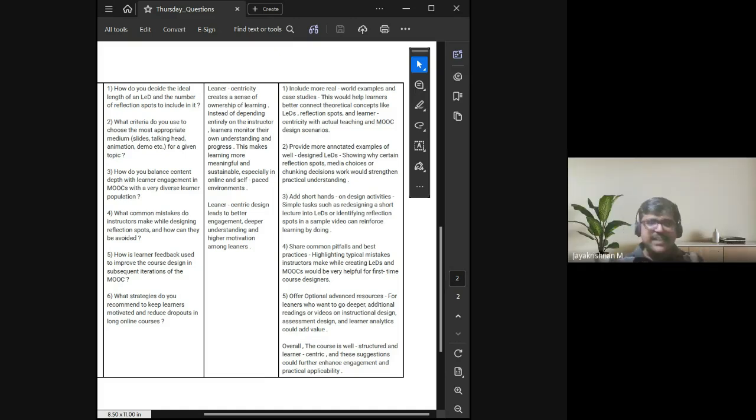Okay, so there are 2-3 items over here. So I see a question, explain reflection spots, that's coming from Sujata Charles. I'll try to encompass all these 3 things into one slightly longish response.